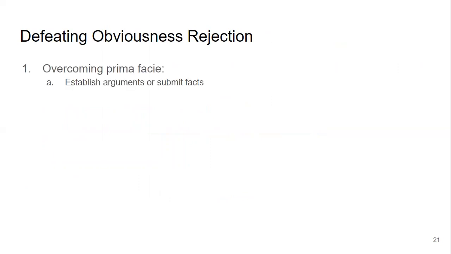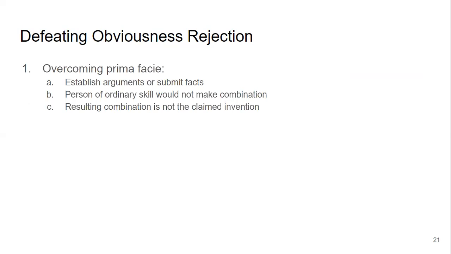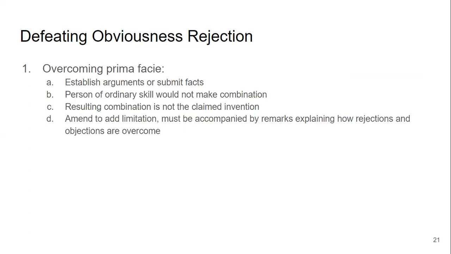So now, overcoming an obviousness rejection, that's going to be by, so prima facie is the name of the case that is a lot of times made for obviousness rejections, right? On the face of it, it's clear is what that, I believe, means. So you would establish arguments or submit facts, make the argument that a person of ordinary skill would not make the combination. The resulting combination is not the claimed invention, right? Even though you are making this combination, this is not what we were going for.